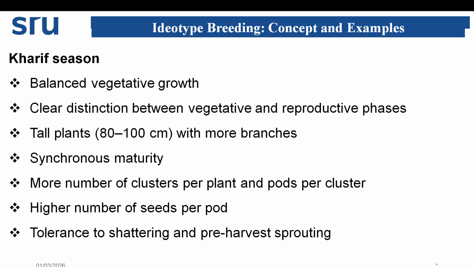Now we'll see for Kharif season. Mung bean for Kharif season. Balanced vegetative growth. Clear distinction between vegetative and reproductive phases. Tall plants 80 to 100 centimeter with more branches. Synchronous maturity. More number of clusters per plant with pods per cluster. Higher number of seeds per pod. Tolerance to shattering and pre-harvest sprouting. So this is again the most important thing to avoid the loss.